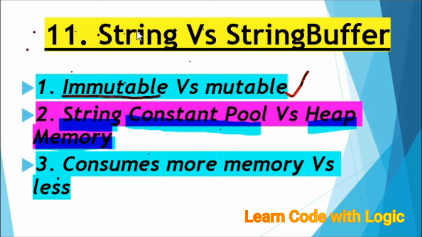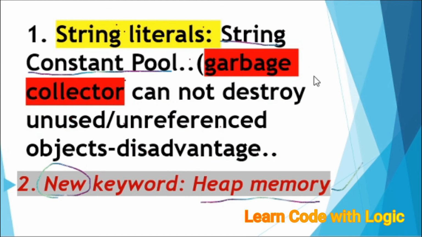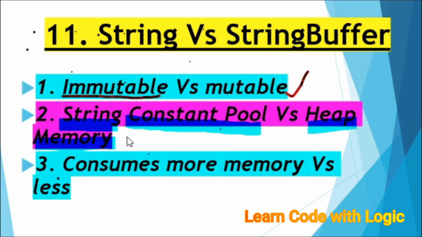Because of that, string has some memory issues. It consumes more memory when compared to string buffer. What happens if you create the string using literals? This string constant pool is specially designed for holding string objects. The problem with the string constant pool is that the garbage collector cannot destroy unused or unreferenced objects there. That's the reason we get memory issues as well. That is the main difference between string and string buffer.